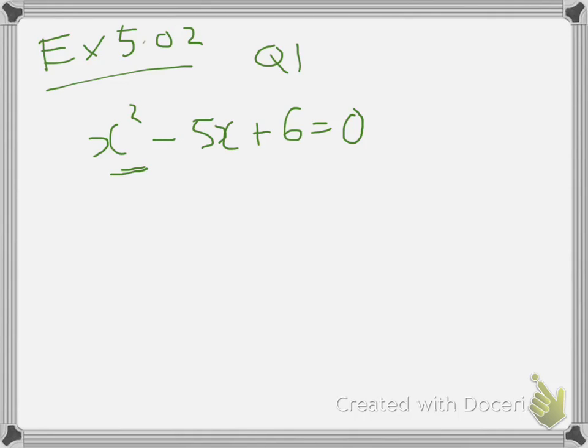In the exam in September, you won't be given the question like you've just been given in 501. It'll look like this: some x squares, some x's, and a number. You'll be told to solve. When you see x squares, you have to remember that x squares can be put into two sets of brackets like this.